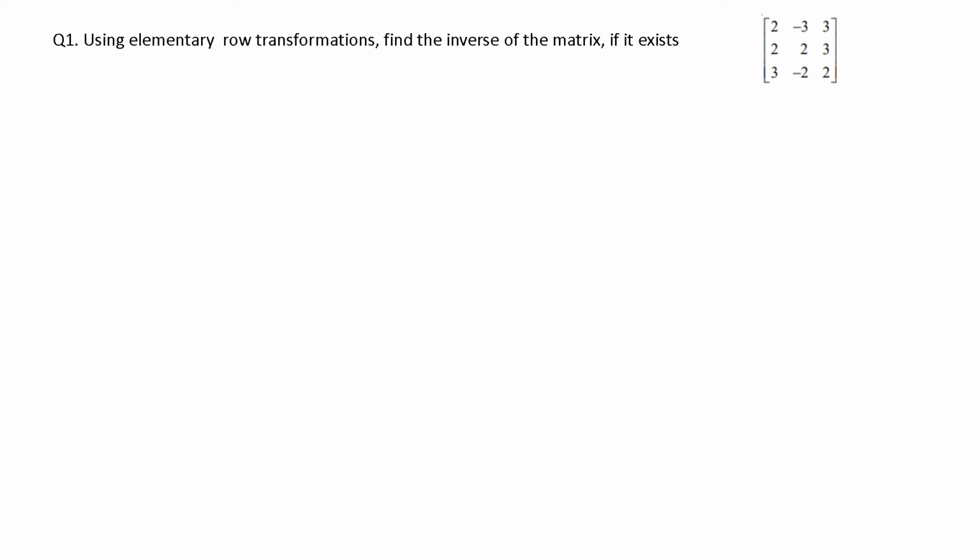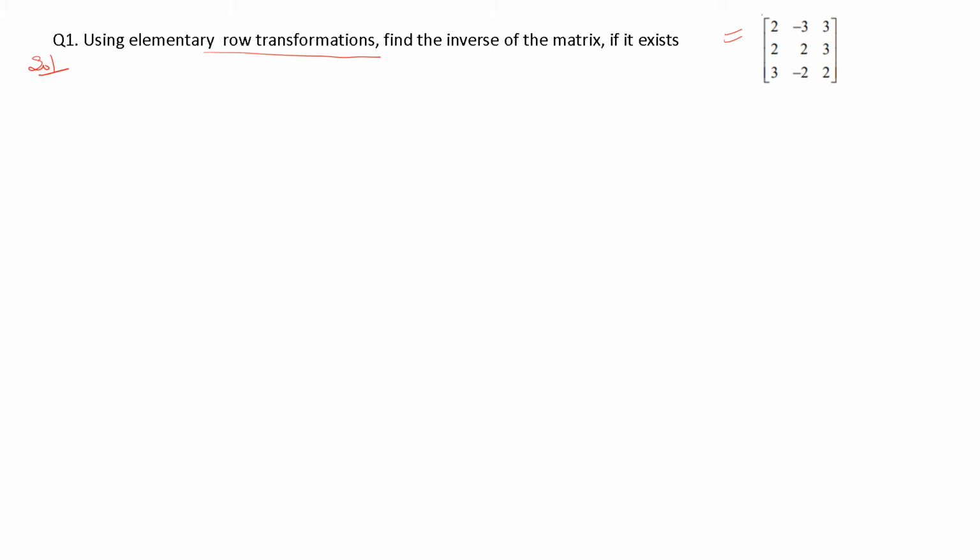So let us take first question. Using elementary row transformations, find the inverse of the matrix if it exists. Okay, if the question is just using elementary transformations find the inverse, then you can go for either row or column with which you are quite comfortable. But if it is mentioned you have to use row transformations, you need to go for row transformations, or for column in the same way, right? So let us start with our solution.